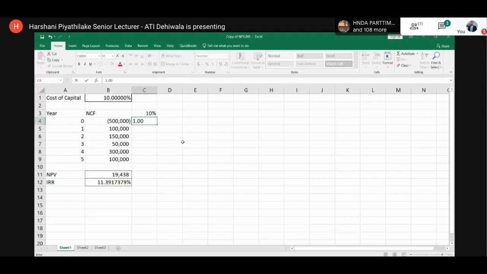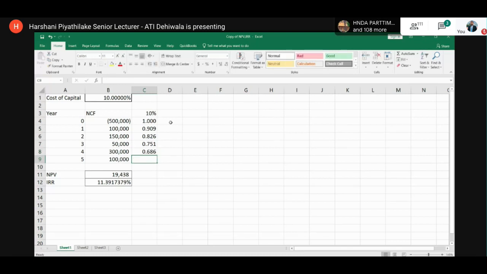We have to begin with rupee one. Then I think you all know the values: 0.909, 0.826, 0.751, likewise, no? We are taking those.